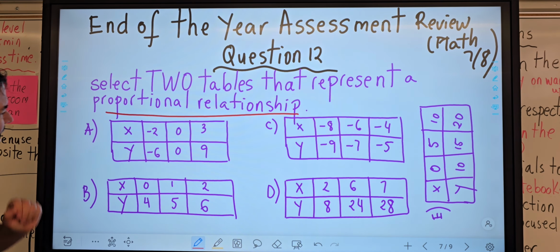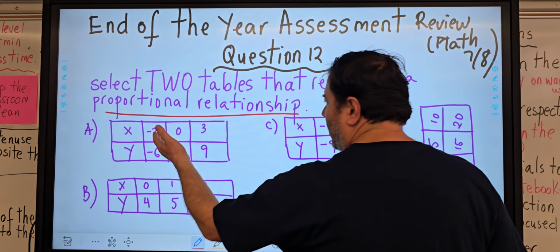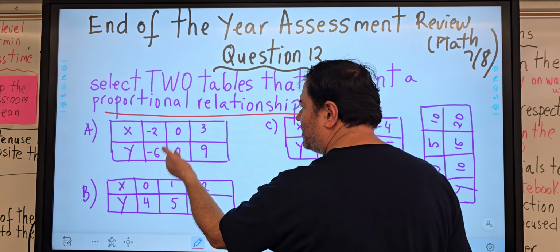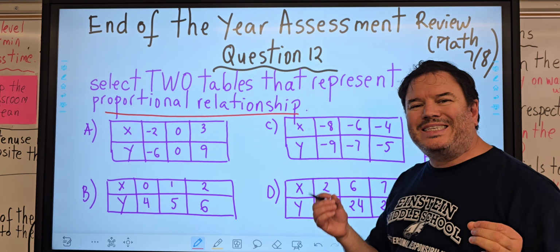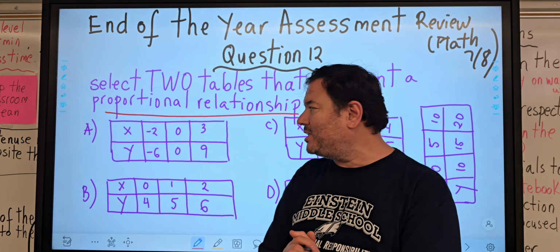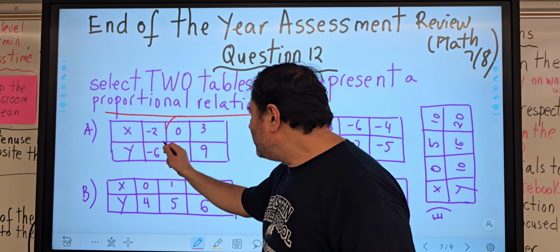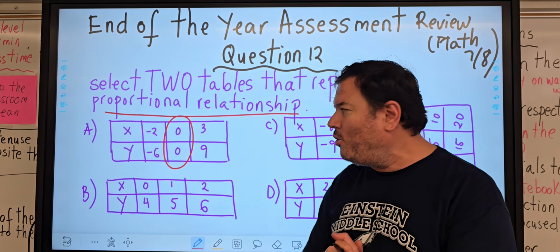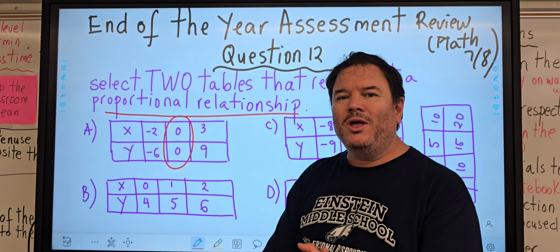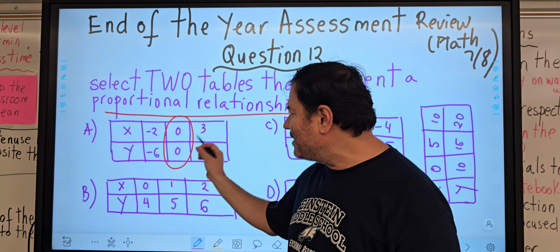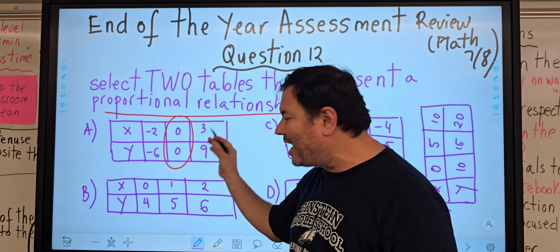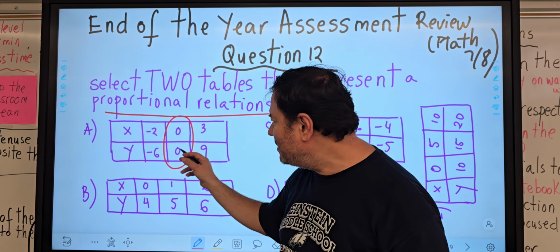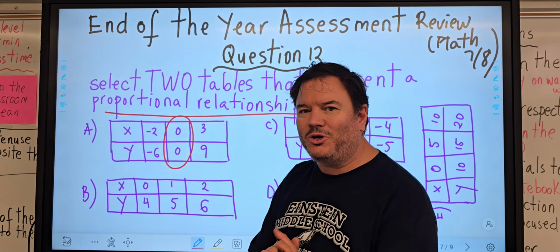Let's take a look at A. We have -2, 0, 3 for x, and then we have -6, 0, and 9. What stands out even from the beginning is that when x is 0, y is also 0, and we know for sure that the entire line is going to go through the origin because x is 0 and y is 0.